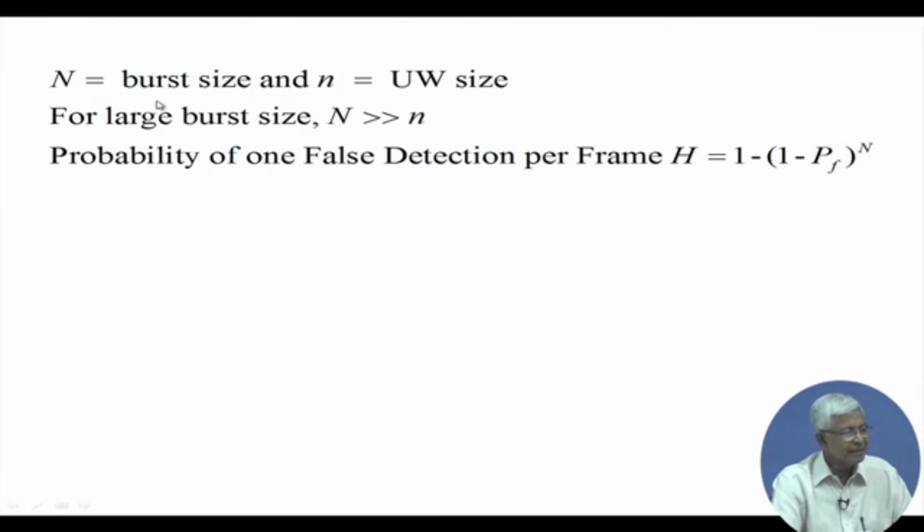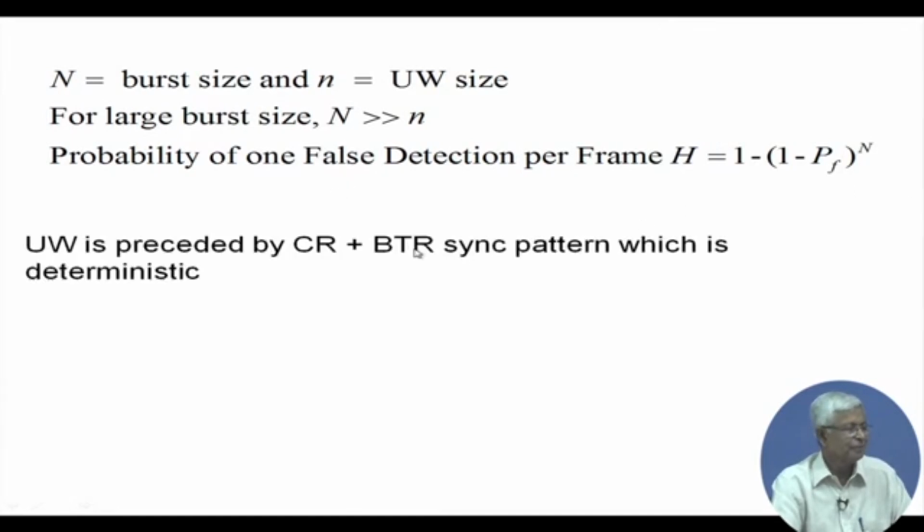Now, if capital N is the burst size and small n is the unique word size, burst size means unique word plus the data. As the burst size becomes larger than the unique word size, the probability of false detection per frame can be expressed. The probability of false detection per frame is 1 minus Pf to the power capital N. This is the expression for per-frame false detection probability, which will be very low.